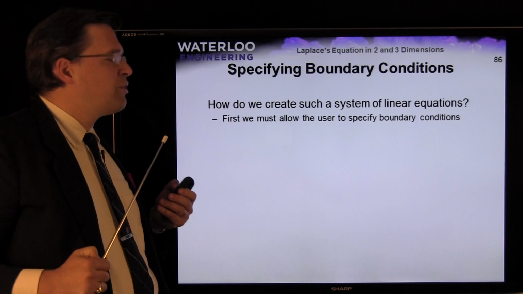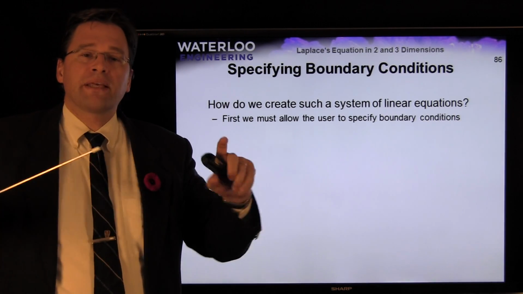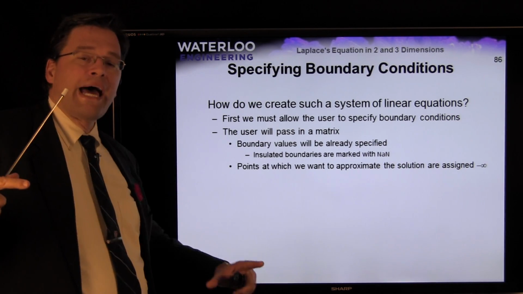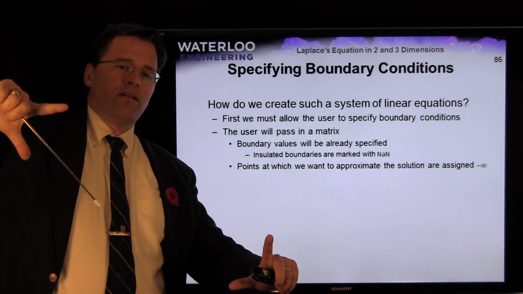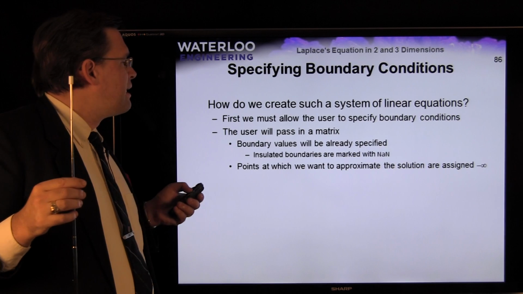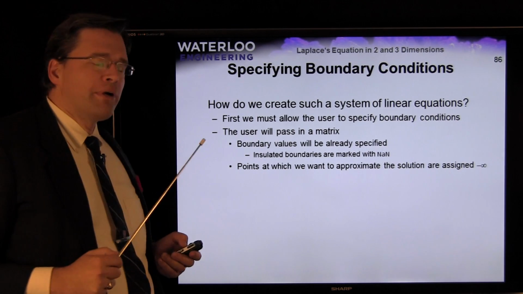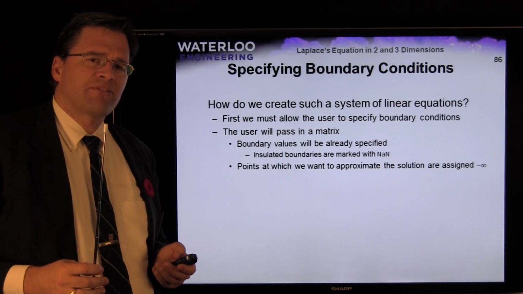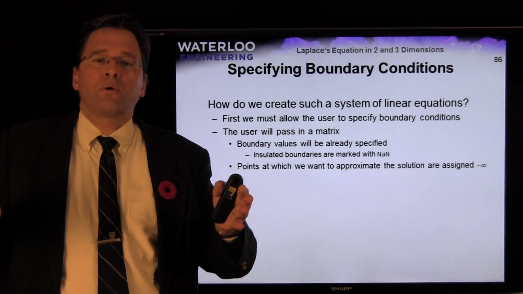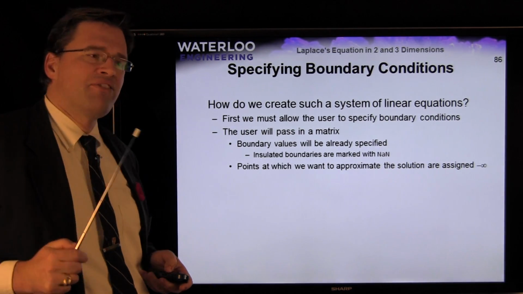So first we have to allow the user to specify various boundary conditions. So you might have a shape that's irregular. How do we allow the user to specify it? Well, the user is just going to pass in a matrix. That matrix will have values on it. Any value that is finite and real is going to be assumed to be a boundary value. Any insulated point, we're going to use not a number to specify it as indicating that it is an insulated boundary point. And at every single point where we actually want to find a solution to the equation, we will assign it the value negative infinity.